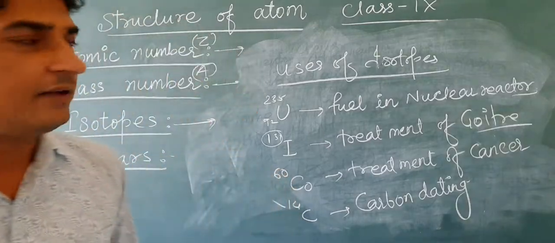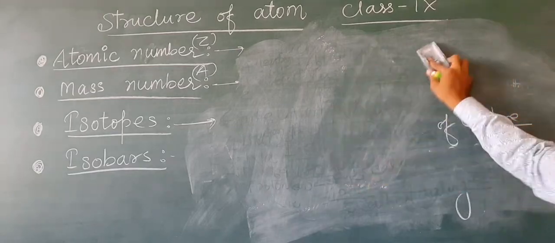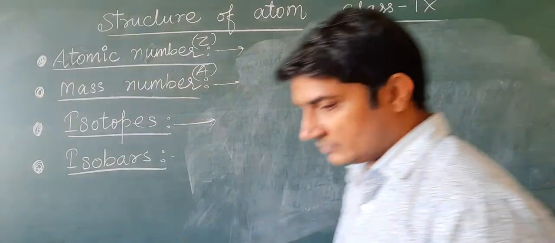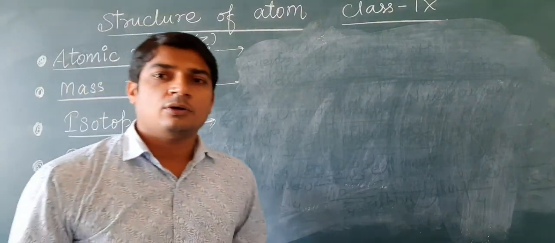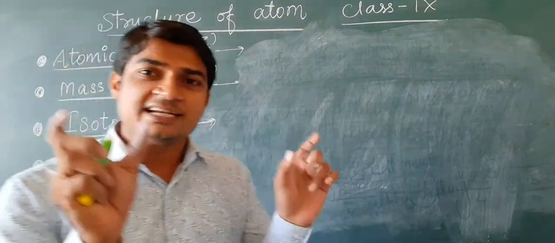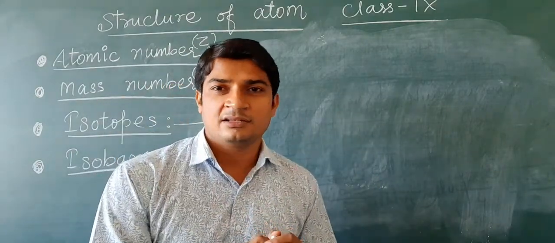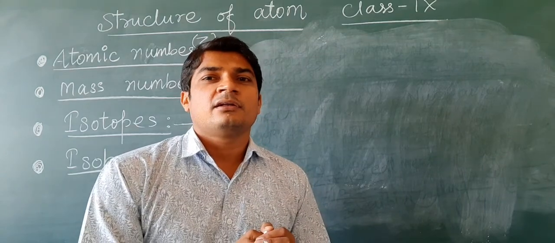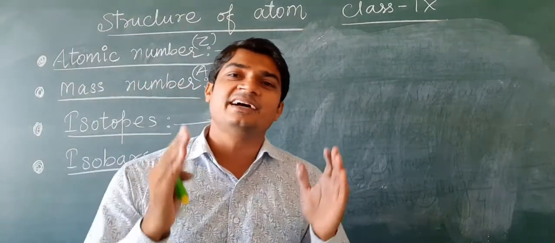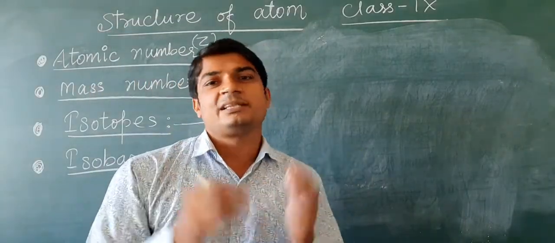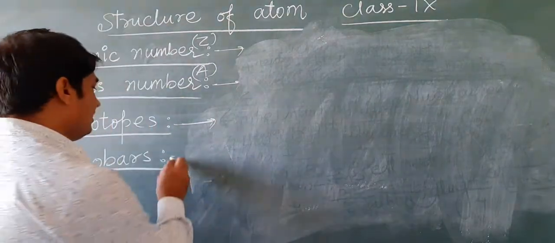So these are a few uses of isotopes. Now let's move to the isobars. What are isobars? Sometimes two different elements have such atoms which have the same mass number, or they are similar in their masses. They are different elements. It means the atomic number is different, but the mass number is similar for both the elements. We just take one example.